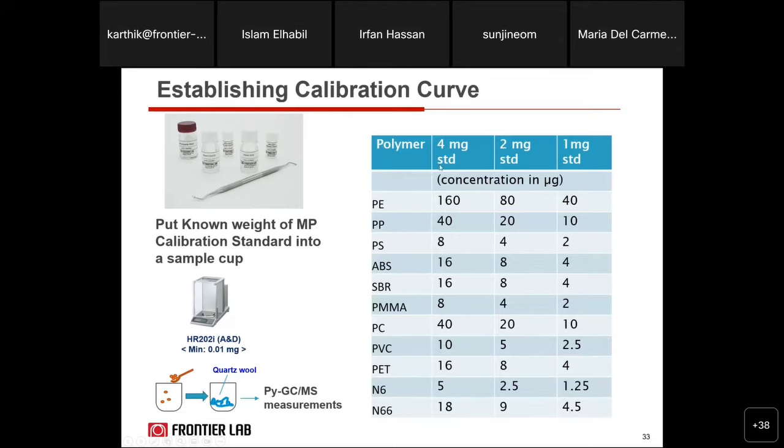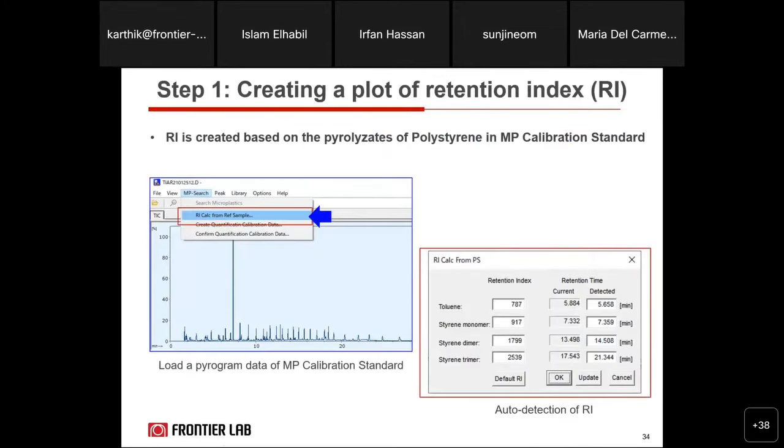So you use 4 milligram, 2 milligram, and 1 milligram, and you analyze with the Py-GCMS. What you get is basically the data. This data you keep to one side. Then we move on to the data analysis part. Maybe I should have put in one more slide. When you do the analysis, you get something like this kind of pyrogram or chromatogram.